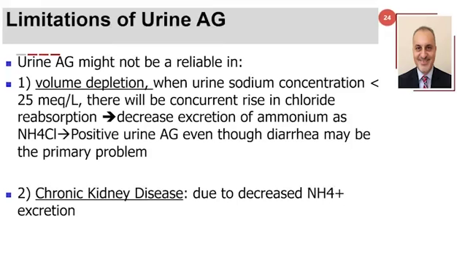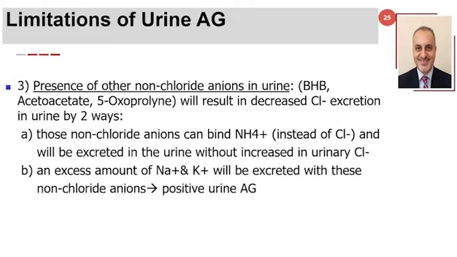Okay. Now, some limitations of the urine anion gap. Again, I'm not going to go into details. You can read that later in the lecture. But in volume depletion, there is usually reabsorption of chloride as part of the reabsorption of sodium, so the urinary chloride might become low. Also, in chronic kidney disease, you have decreased amount of NH4 excretion. And also sometimes if you have excessive amount of non-chloride anions in the urine, that will make the urine anion gap not a valid tool. I'm just going to pass quickly over this.